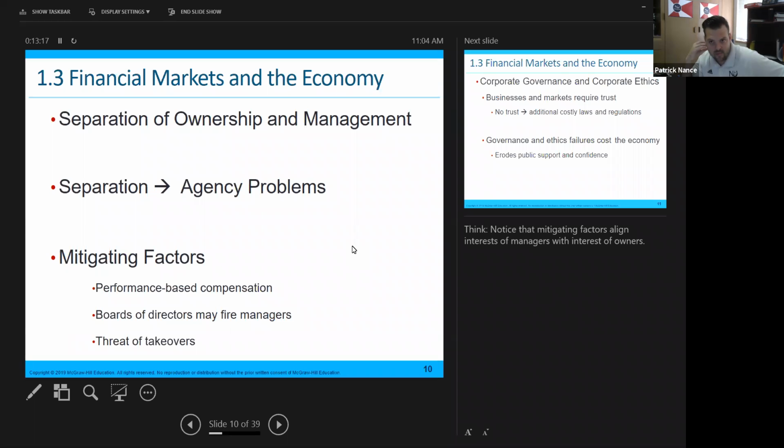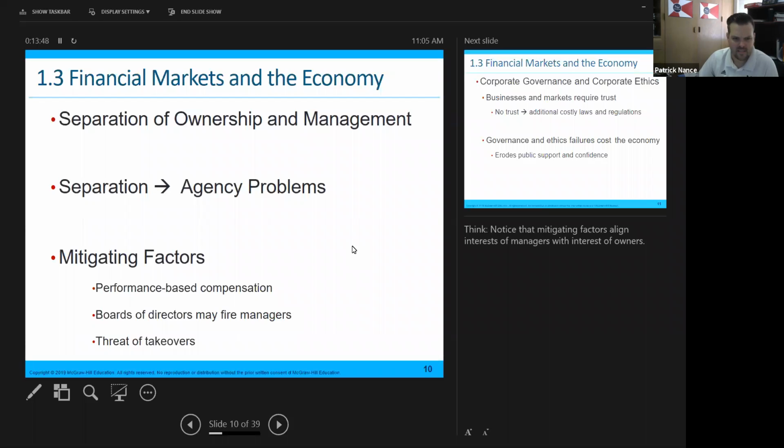So an agency problem, to put it succinctly, and this is actually an area I'm studying for my doctorate right now, is when a manager makes decisions based on what they want versus what is best for the owners. A manager should be acting on behalf of the owners at all times. But there are times when managers can act on their own behalf rather than in the best interest of the owners. And that is what we would call an agency problem or an agency issue.